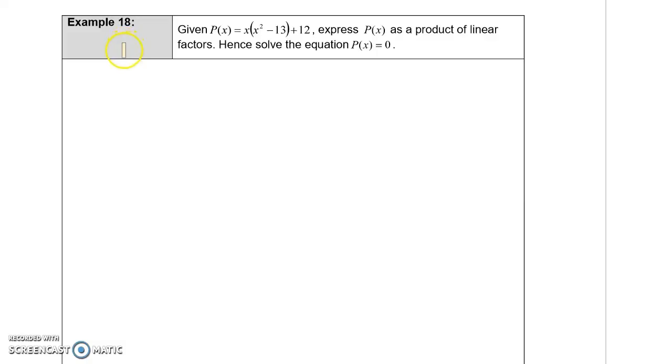Hi everyone, now we move on to example 18. Given that p(x) is a polynomial, such as x multiplied by (x squared minus 13) plus 12, we need to express p(x) as a product of linear factors. Hence, we have to solve the equation p(x) equals 0. So, first of all, expand your p(x).